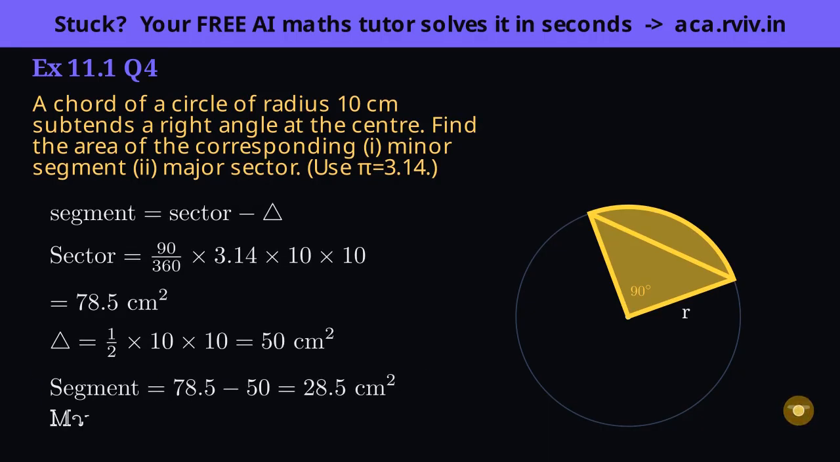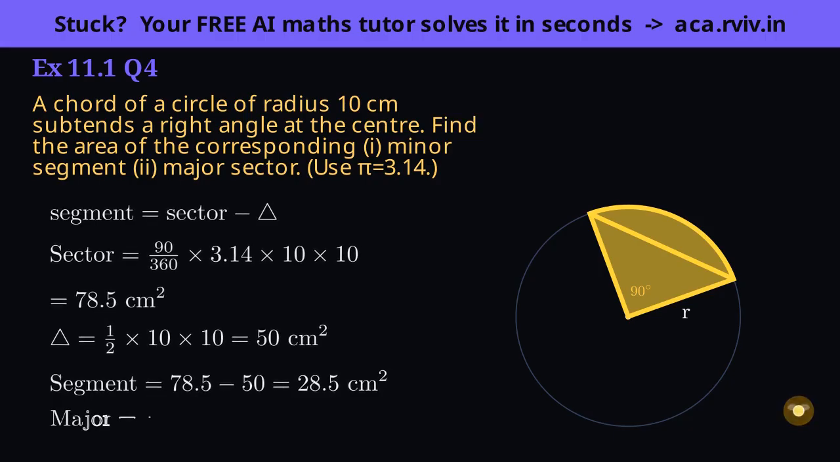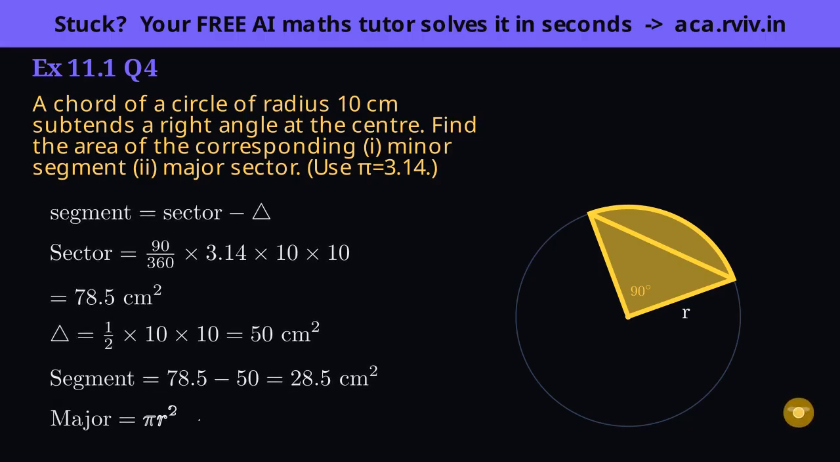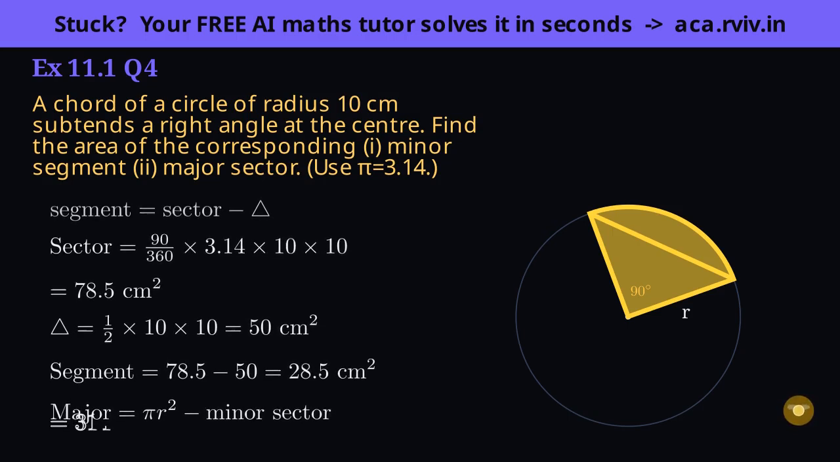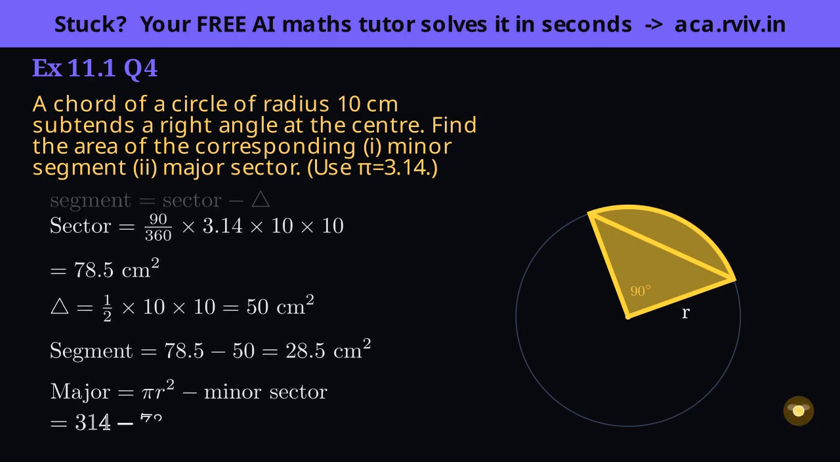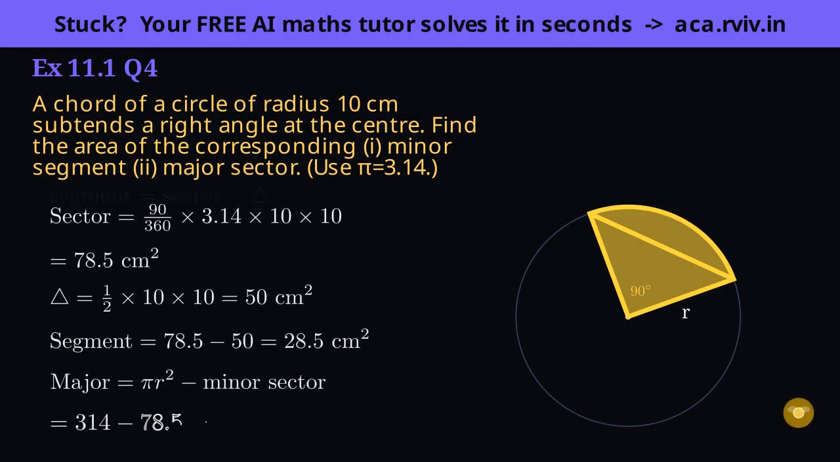Part 2 wants the major sector, the big remaining slice. As always, don't wrestle with its 270-degree angle. Just take the whole circle and remove the small 90-degree sector we already found. The whole circle is 3.14 times 100, that's 314. Take away the 78.5 minor sector and the major sector is 235.5 square centimeters, the 3/4 slice, exactly as we'd expect.